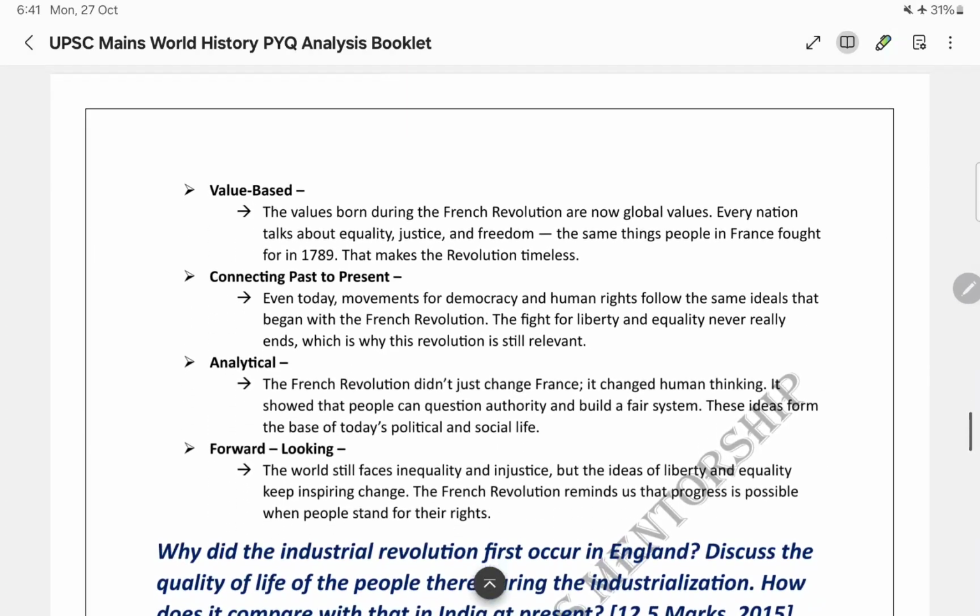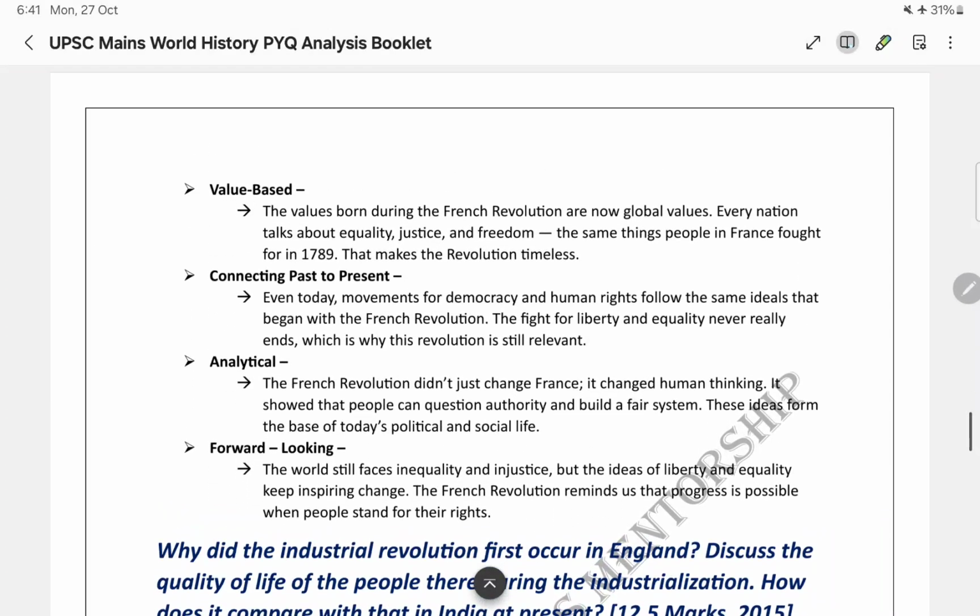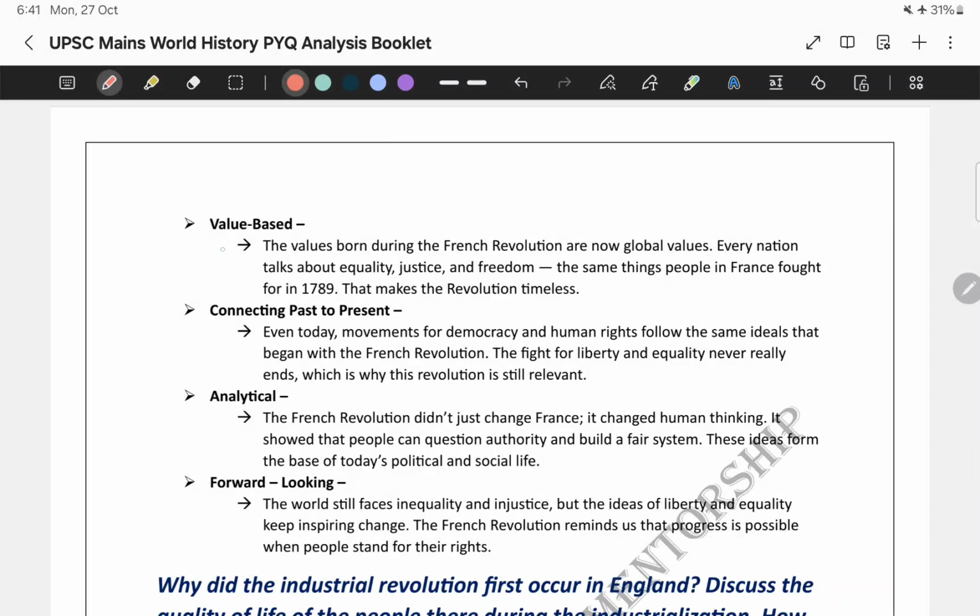Now next is value based, because this particular question is all about the values. So how can you write it in this format? Like you can simply write that the values born during the French Revolution are now global values. Every nation talks about equality, justice and freedom, the same things people in France fought for in 1789. That makes the revolution timeless. So you understood, right, how you can conclude your answer. You are just summarizing the entire thing in a positive manner.